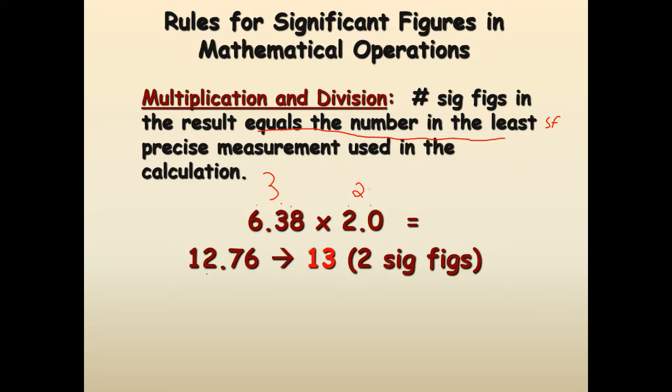So this is the calculator answer, and you have to excuse my handwriting. But the actual answer can only have 2 sig figs. So 12.76: this is the first sig fig, second sig fig, but there's a 7 after it, so that makes this round up. So that's how we get 13. That's the actual answer.